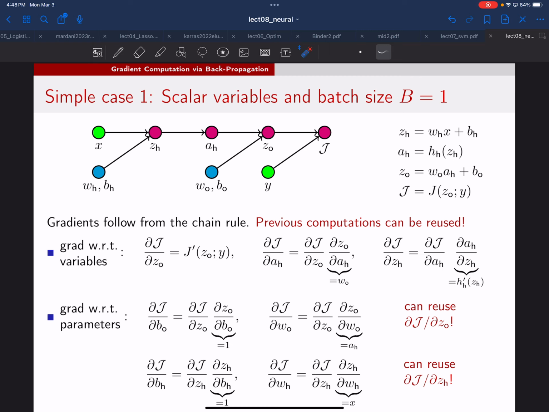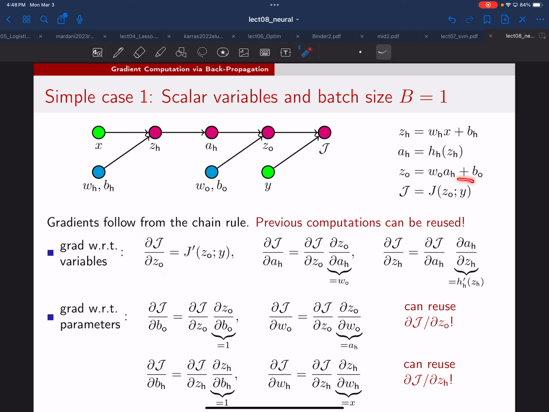Okay, so now the backward pass is more complicated, but we're going to start on the right and we're going to move our way left. So the way that I've organized it here is we're going to compute all the gradients along the top row, starting top right. So first thing we need to compute is dj dzo.